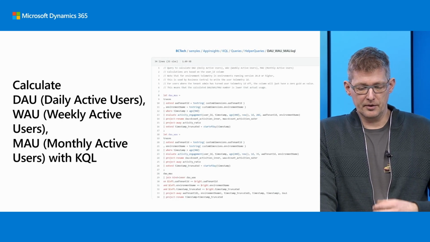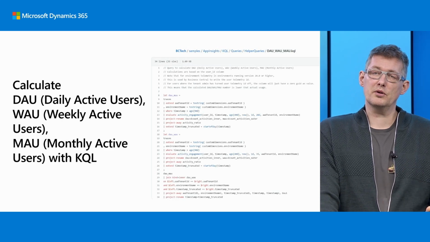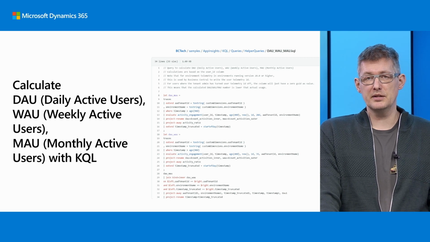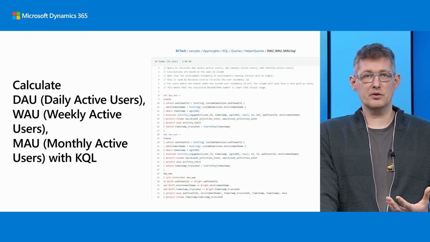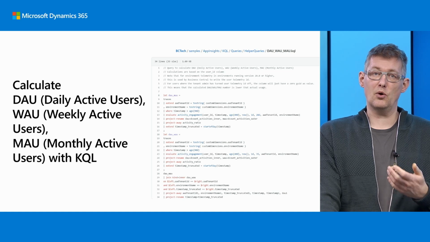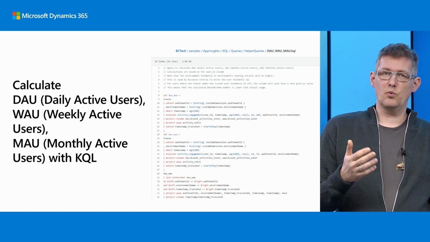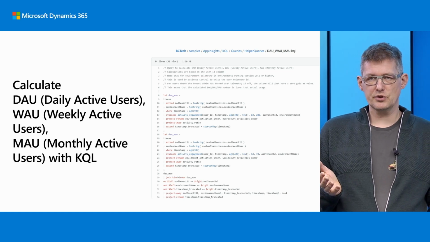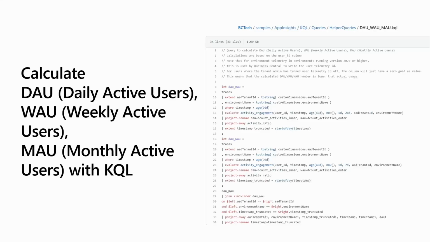We have a new report coming in the March release for environment telemetry, where you can calculate what we call DAO, WAO, MAO, daily, weekly, and monthly active users. So that comes with a KQL query if you want to calculate it yourself. It's also part of the Power BI app for environments.